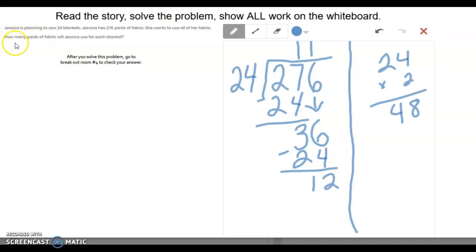So to go back here, it says how many yards of fabric will Jessica use for each blanket? Well, my answer is 11. She'll use 11 yards in each blanket. And when she's all done, she'll have 12 yards left over. The reason why we can't use that 12 yards for the blankets was because there's 24 of them and we only have 12 yards left. Okay, so the answer is 11 yards.